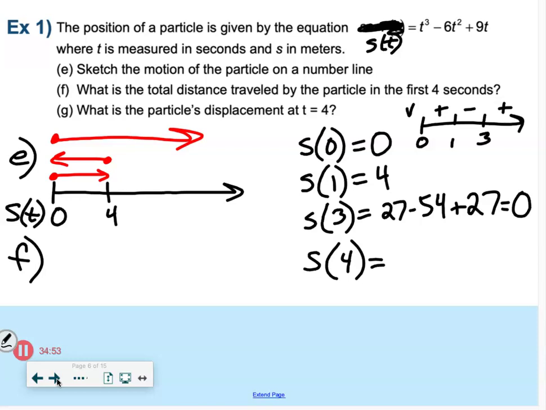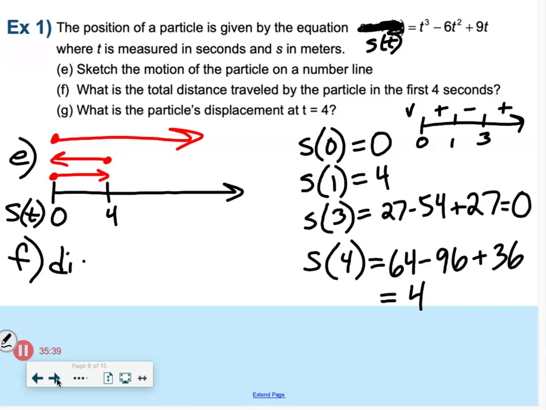So if we find S of 4, it's 64 minus 6 times 16, 96, plus 36. So negative 60 plus 64, I'm back at 4. So to find my total distance, you list the position at all of the times you stopped, like all your critical values, and then your ending. So you find the positions and do them in numerical order: time 0, time 1, time 3, time 4.